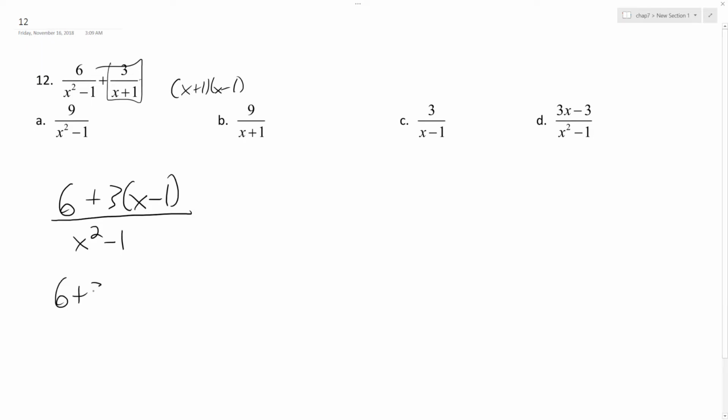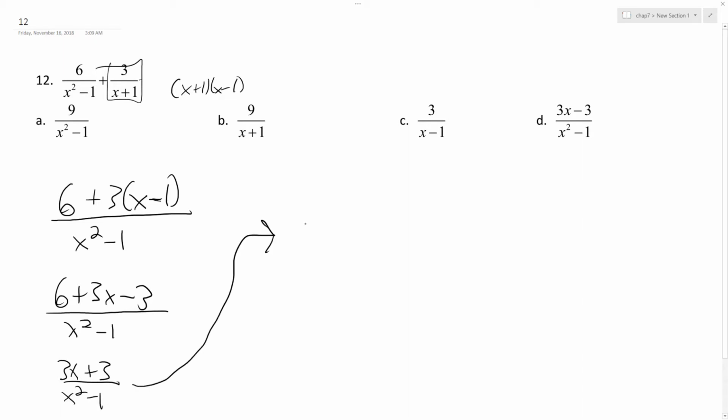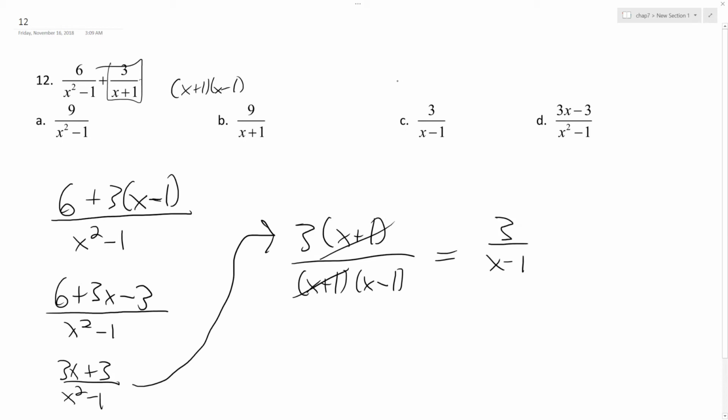So we get 6 plus 3x minus 3, because I distribute the minus sign here. And all this is over x squared minus 1. So this becomes 3x plus 3 over x squared minus 1. We're not done yet, though. We can factor out a 3, and we get x plus 1. And then we have, on the bottom, x plus 1, x minus 1. These cancel out, and we're left with 3 over x minus 1, which matches up with C.